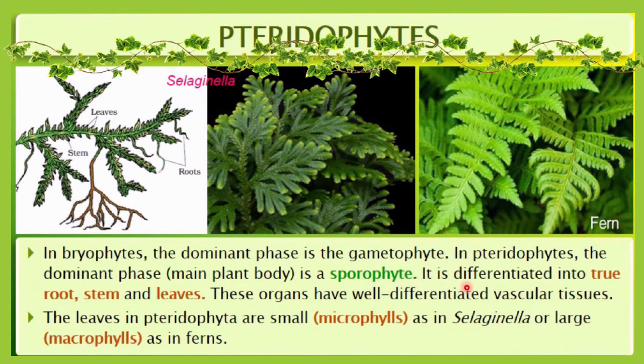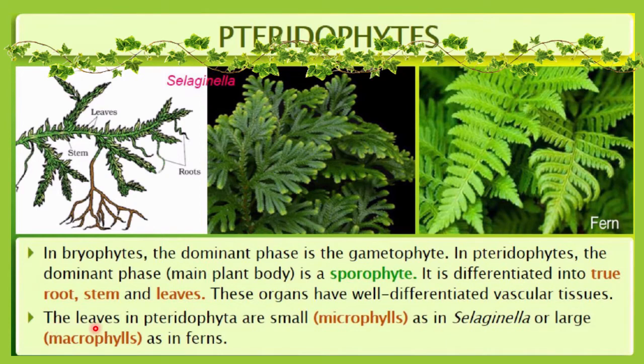And it is differentiated into true root, stem and leaves. You know very well what we discussed in bryophytes, that bryophytes do not have true roots, true stems or true leaves. But in this case, true roots, true stems and true leaves will be present. These organs have well differentiated vascular tissue. As I told you, vascular tissue includes xylem and phloem.